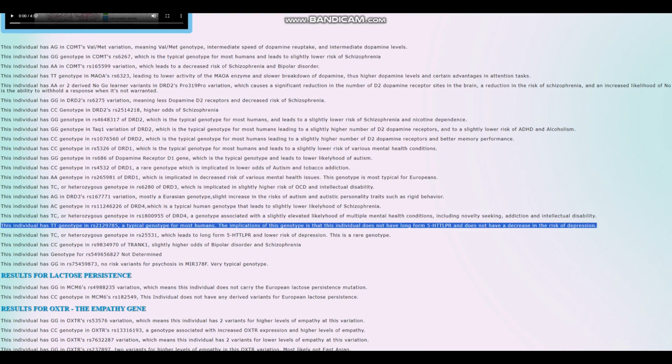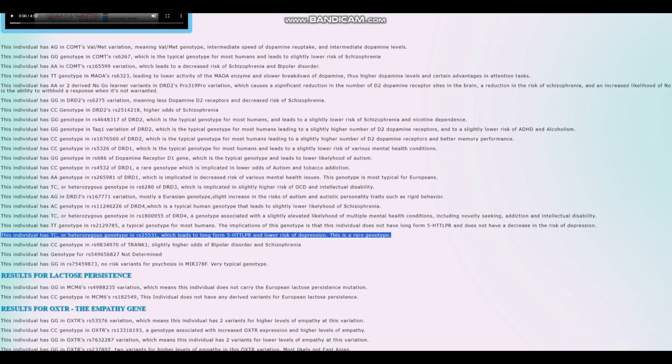He does not have long form 5-HTTLPR, so it looks like he's got short form 5-HTTLPR, slightly higher odds of depression, things like that. And it looks like he... No, wait a second, no! He does have long form 5-HTTLPR because of this genotype. You see, when it comes to 5-HTTLPR, you don't need to have both to have long form 5-HTTLPR. As long as you have one variant long form 5-HTTLPR out of 4 variants, you're gonna have the phenotype. It's a very dominant phenotype, right? So he's got long form 5-HTTLPR, and he's got a lower risk of depression.